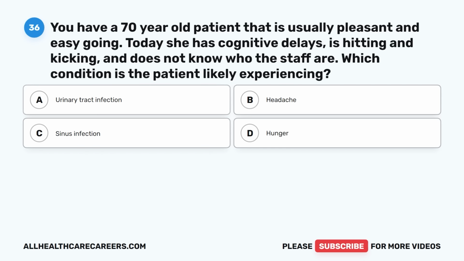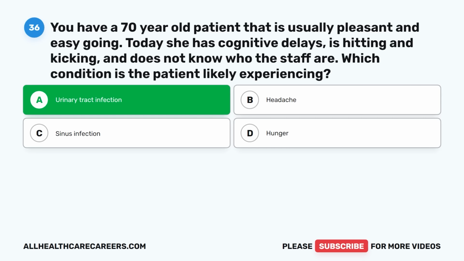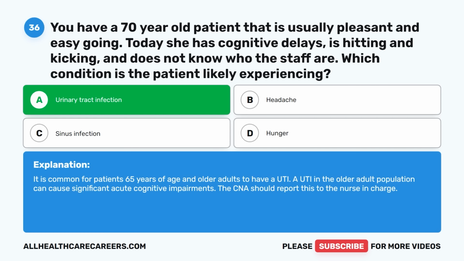Question 36. You have a 70-year-old patient that is usually pleasant and easygoing. Today she has cognitive delays, is hitting and kicking, and does not know who the staff are. Which condition is the patient likely experiencing? A. Urinary tract infection. B. Headache. C. Sinus infection. D. Hunger. The correct answer is A. Urinary tract infection. It is common for patients 65 years of age and older adults to have a UTI. A UTI in the older adult population can cause significant acute cognitive impairments. The CNA should report this to the nurse in charge.